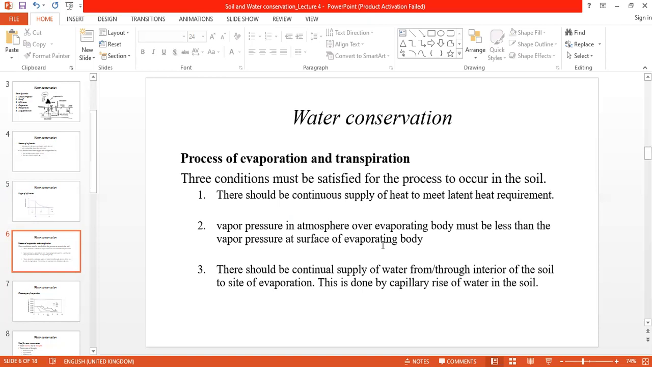Then thirdly, for this process to continue, obviously you need to have water in the soil. So if you don't have water in the soil, even if there's a lot of sunlight coming, there won't be evaporation because there's no water in the soil to evaporate. So these are the three conditions that must occur for evaporation to take place.